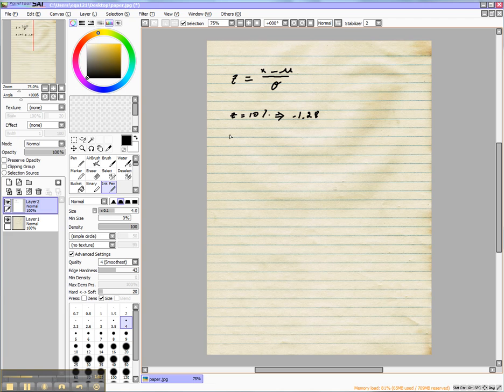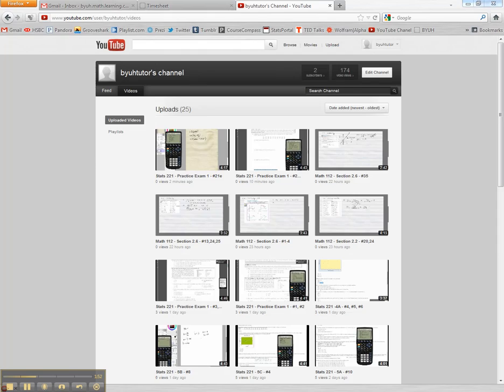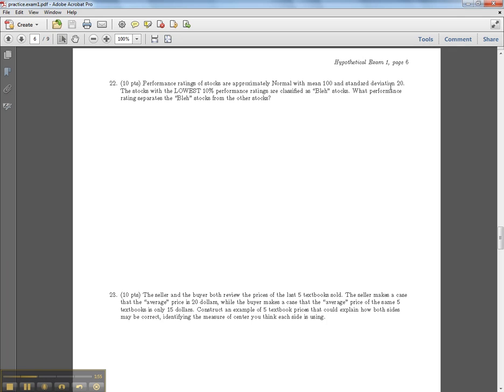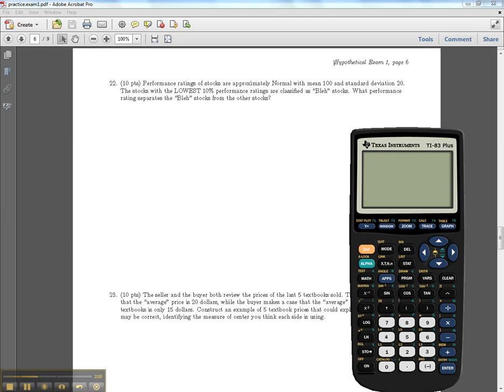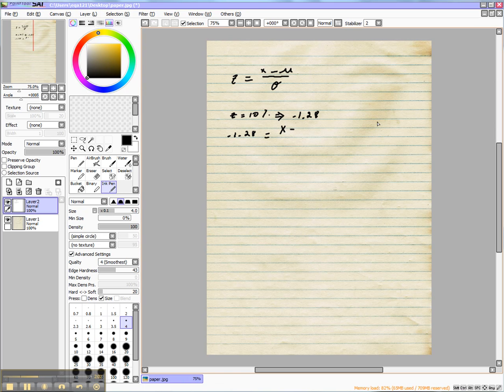Let's write that out now. Negative 1.28 equals x minus, what's my mu? Remember, let's go back to the question. Mu is 100 and standard deviation is 20. Cool. Sorry if this is taking some time. All over 20. Alright, how do we solve for x and isolate it?